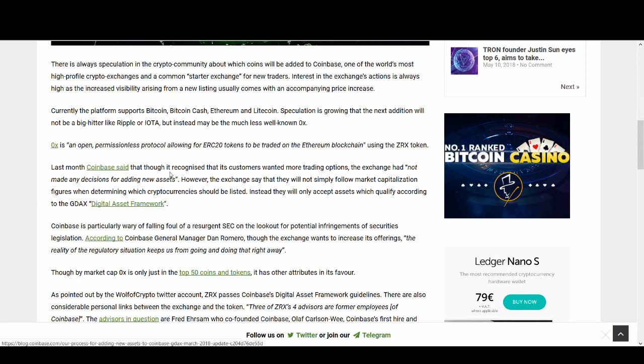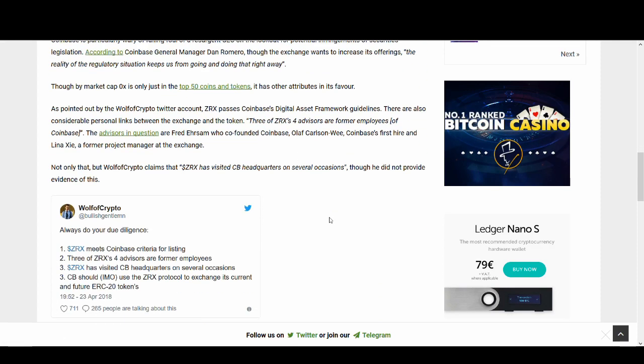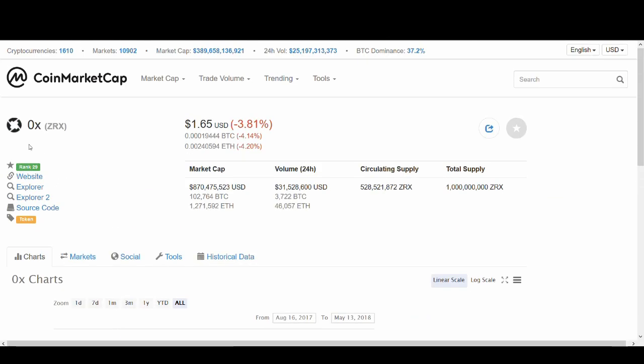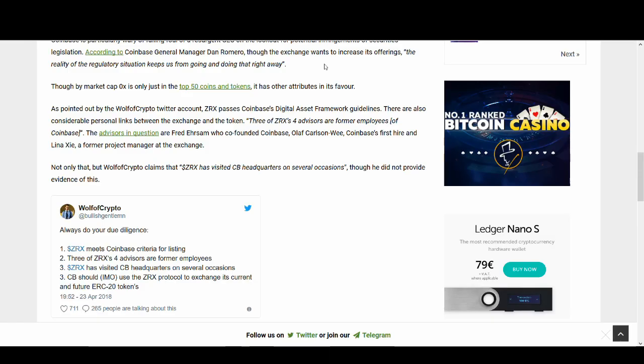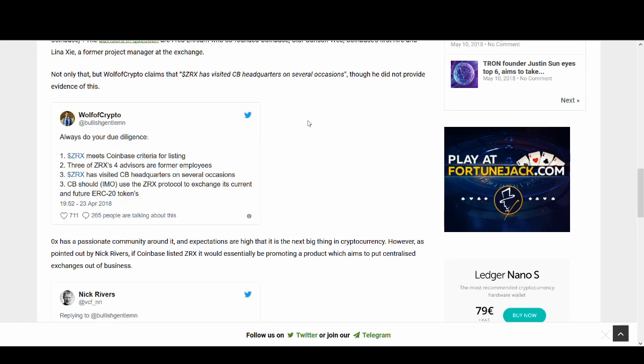It talks about how Coinbase said that it recognized that its customers wanted more trading options. That's why they're adding it. It talks about how it needs to qualify for the digital asset framework. Although 0x is out of the top 50 tokens, people tend to think the biggest coins will be added to Coinbase, and that is understandable. 0x is in the 30s, I think, currently, 29. It's not right at the top, but if it meets the criteria, I'm sure market cap won't have much of a weight on that decision.